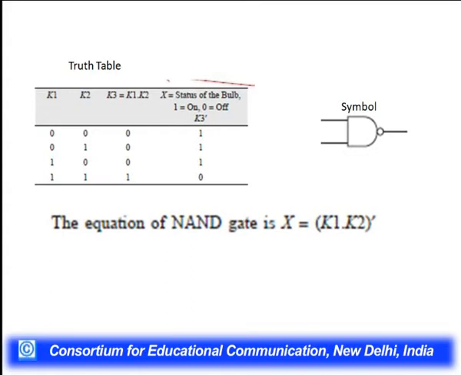Here K3 is 0, then 1, and K3 is 1, then the final output is 0. The symbol for the NAND gate is shown on the screen on the right side of the truth table. The equation of the NAND gate is X equals K1 dot K2, whole complement. So first find the product of both inputs and take the complement of that; that equation will be the equation of the NAND gate.